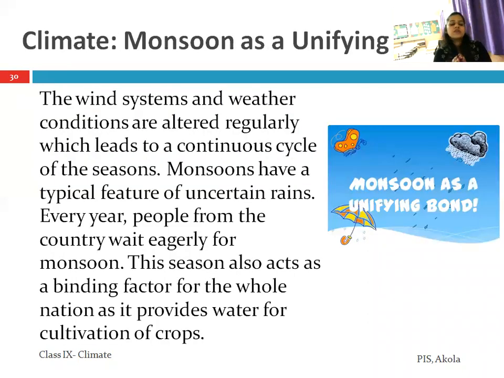And now moving ahead with the last part of our chapter, that is monsoon as a unifying bond. Wind systems and weather conditions are altered regularly, which leads to a continuous cycle of the seasons. Monsoons have a typical feature of uncertain rains. Every year, people from across the country wait eagerly for the monsoon. This season also acts as a binding factor for the whole nation as it provides water for cultivation of crops. Whether or not a region receives a higher or lower amount of rainfall, India is known for its agriculture.